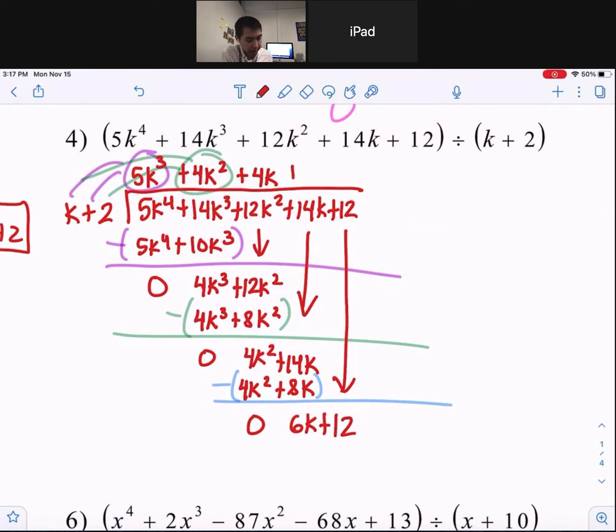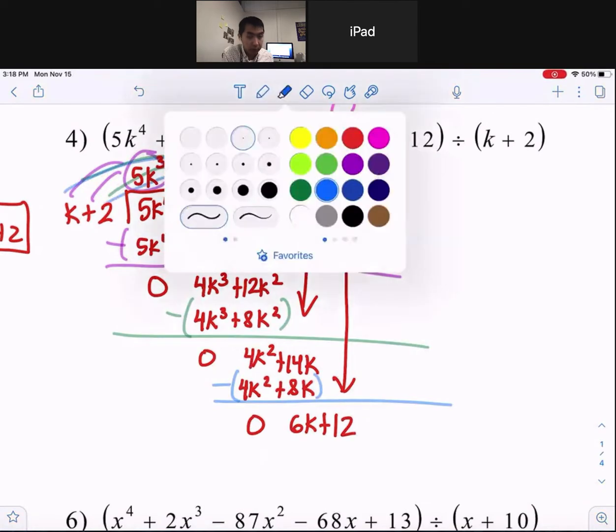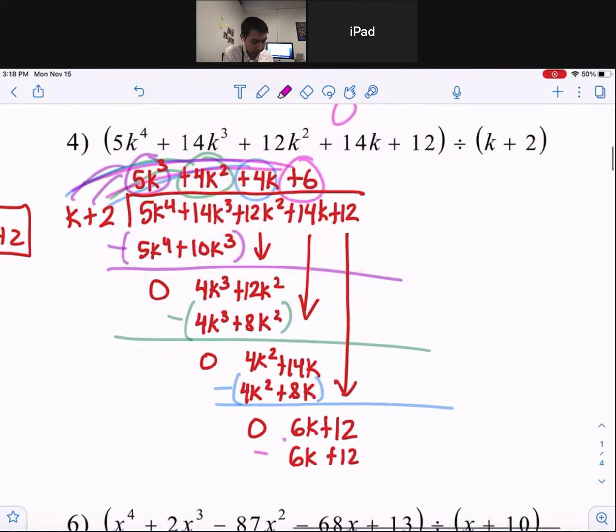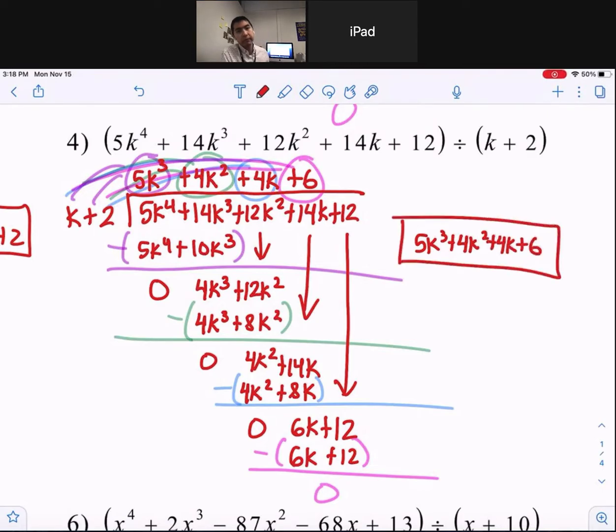That is plus 6. Ooh, and I forgot to circle this and show you guys how you're distributing it to there. Now for this one, distribute the 6 to both of there, you guys. So you guys get 6 times k is 6k, 6 times 2 is 12. Subtract, and you guys get 0. So final answer, 5k to the third plus 4k squared plus 4k plus 6. Which is your guys' final answer.